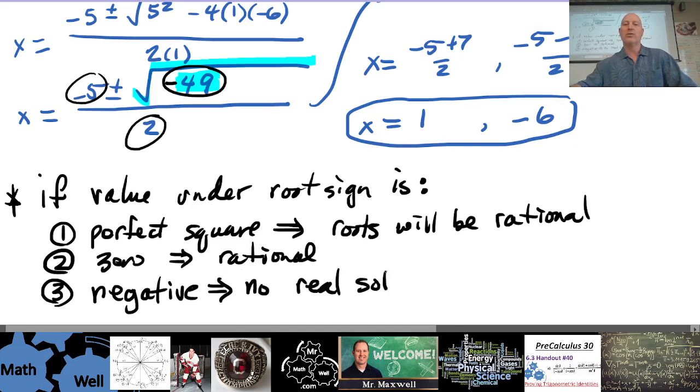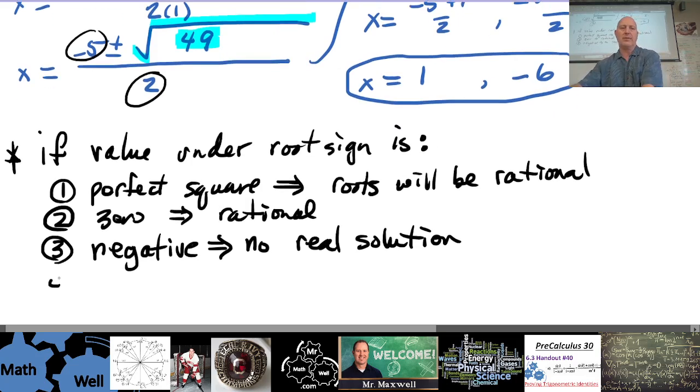No real solution. So that means if you were to graph the original function that these values came from, then the parabola wouldn't touch the x-axis at all. That's what it means. No real solution, so there are no intercepts. Okay? Perfect square, 0, negative. The only other one I guess is if it's greater than 0, and not a perfect square.